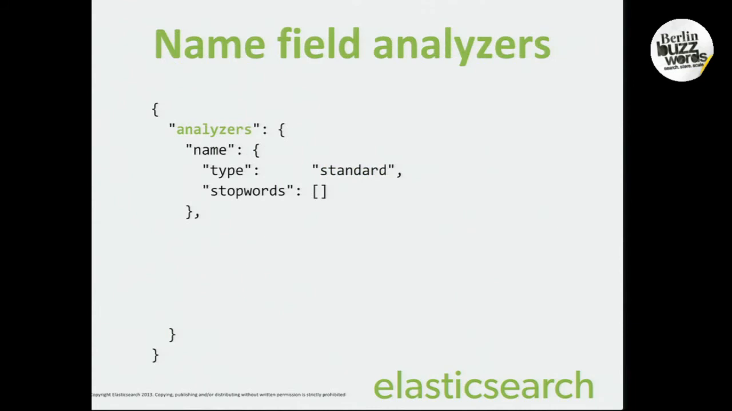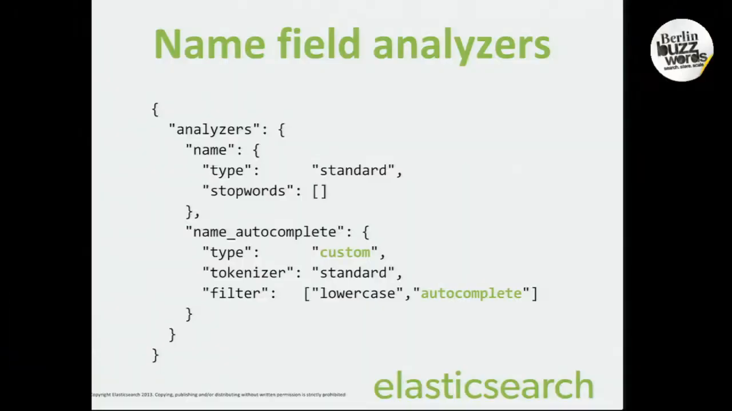Now, we apply analyzers to fields, so we need to specify which analyzer we want to use. First, for the name field, you don't really want stop words. AA Milne would have the A's removed, which doesn't make sense for a name field. So we're going to have the name analyzer, which just uses the standard analyzer, but we'll configure it to not use any stop words. For autocomplete, we'll have the name autocomplete analyzer, which is a custom analyzer. We still want to use the standard tokenizer and the lowercase token filter, but we add in our autocomplete token filter at the end of that.